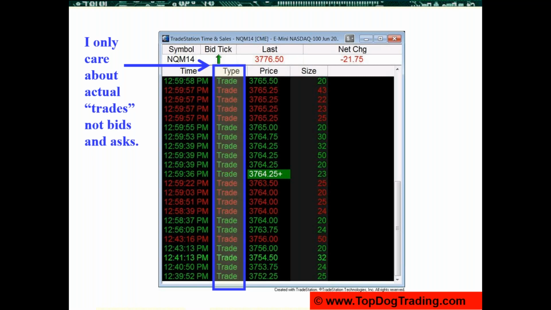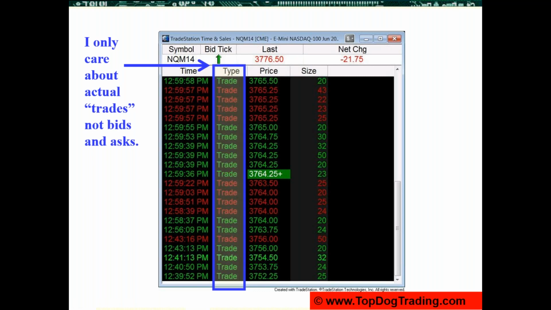Okay. Anyway, back to serious stuff. Here's a question that we're going to answer. How do you know what the professionals are doing, what the whales are doing, so that you can follow them? The tool we're going to use for this is a time and sales window. You see it right up there, time and sales. Some trading platforms have this, by the way, some don't. Most of them do that I've seen.